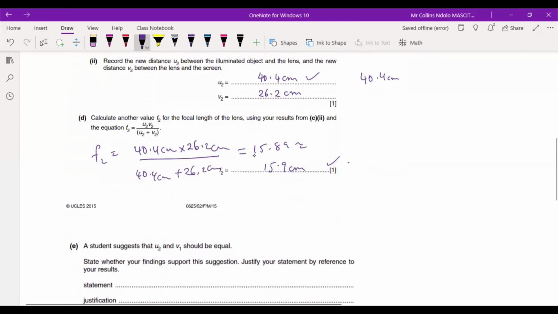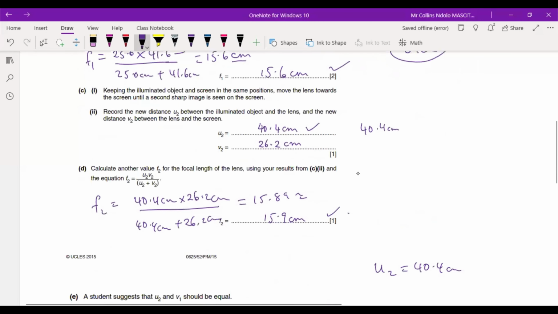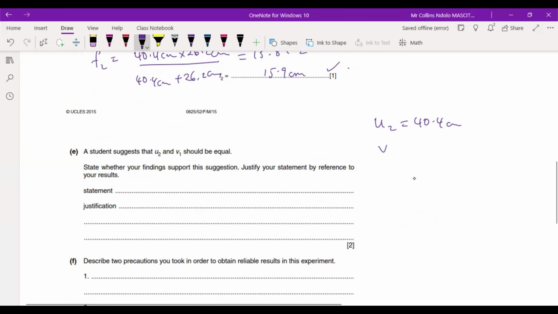So let's see, our value for U2. So U2 is 40.4 centimeter, and we can refer up there, V1 is 41.6 centimeter. Now, I understand you can see clearly here, these values are not exactly the same, but that is not how we make conclusions in experiment. In experiment, even if V1 was supposed to be equal to U2, please note that in experiment, you may not be able to get the exact value.